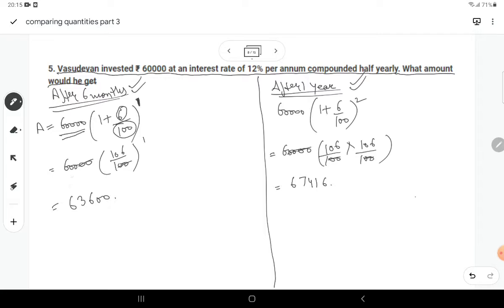So on solving this, we get the value as 63600, and for 1 year, putting the values, we get 60,000 into (1 + 6/100) raised to power 2, which on solving gives the value as 67416.